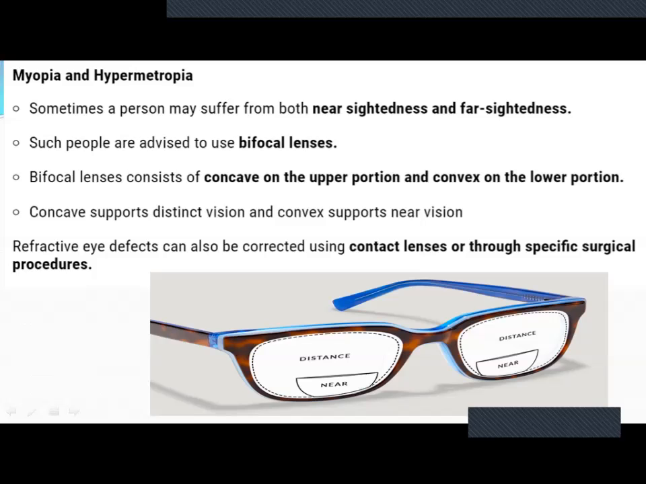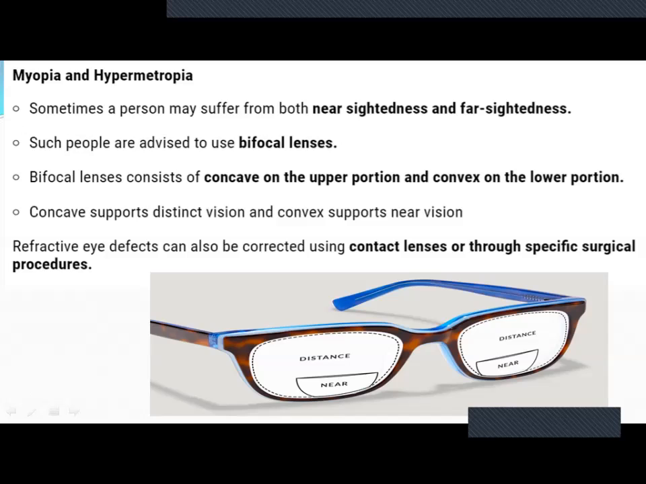If some of your grandpa or any old people at your home are using spectacles, just see the spectacles. On the top, it may look different. On the bottom, it may look different. Both lenses are fixed in one particular glass. Distant objects can be seen on the top. Nearby objects can be seen on the bottom. So concave supports distance vision and convex supports near vision.